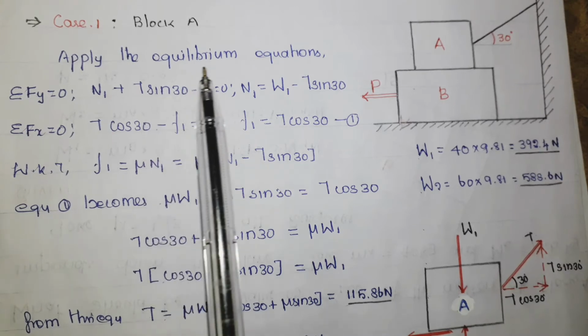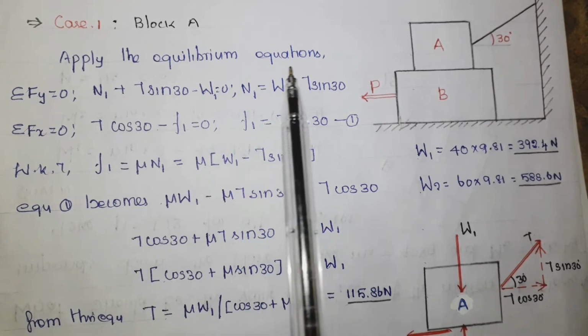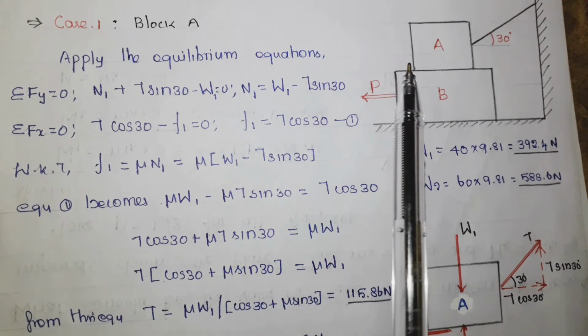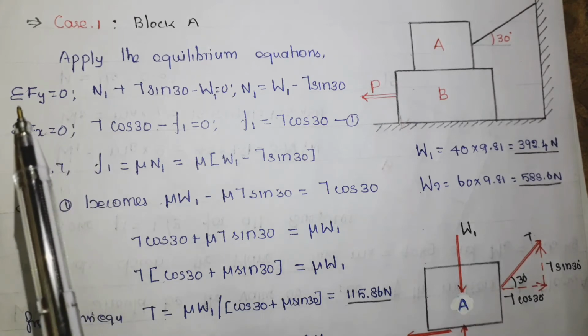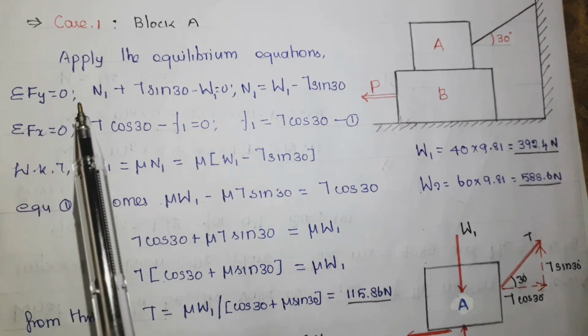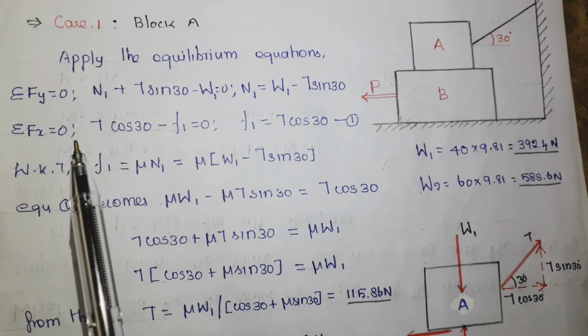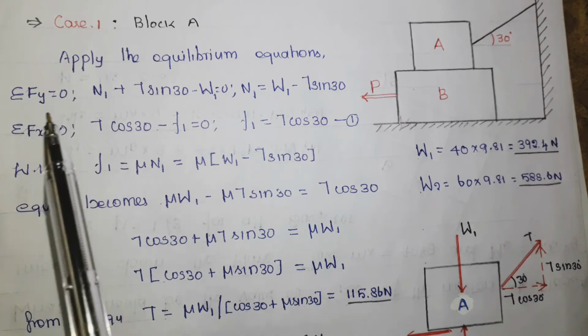Now let us go to the block A and apply the equilibrium equations. Consider this as a particle. So you will have two equations. The first one is the summation of all vertical forces equals 0, and the summation of all horizontal forces equals 0. Now use the first equation.